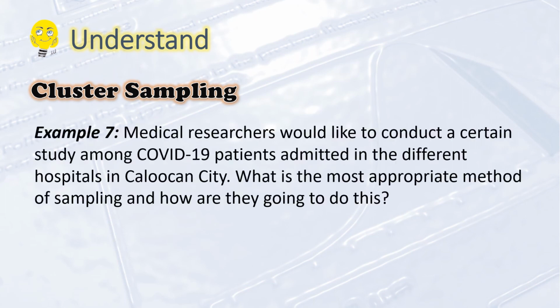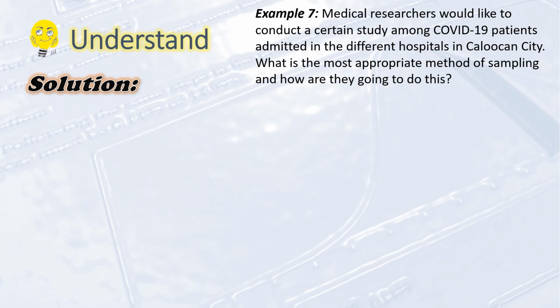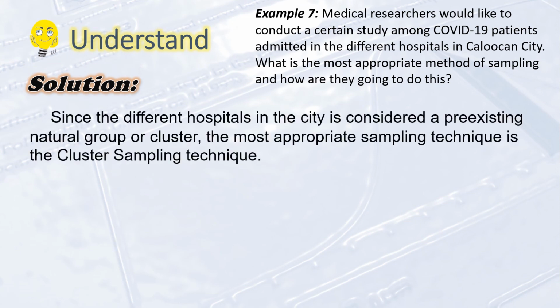Medical researchers would like to conduct a certain study among COVID-19 patients admitted in the different hospitals in Caloocan City. What is the most appropriate method of sampling, and how are they going to do this? Here is our suggested solution. Since the different hospitals in the city are considered a pre-existing natural group or cluster, the most appropriate sampling technique is the cluster sampling technique.